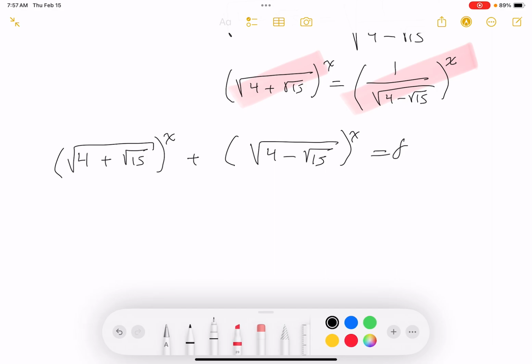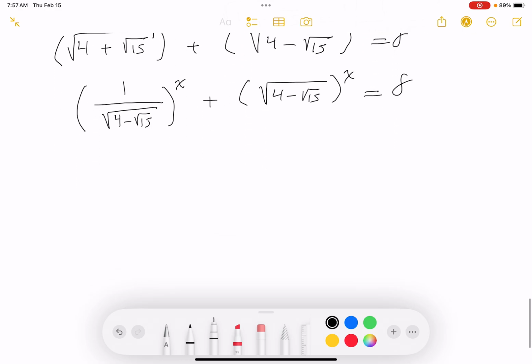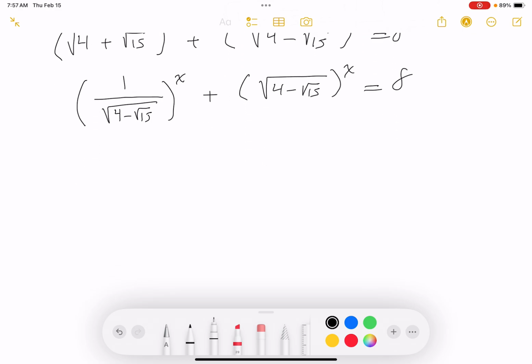And what are you going to get? You're going to get 1 over root 4 minus root 15 to the x power plus root 4 minus root 15 to the x power is equal to 8. Again, it still looks nasty to me, so I can make a substitution now. And the substitution I want to make is u equals the root of 4 minus root 15.